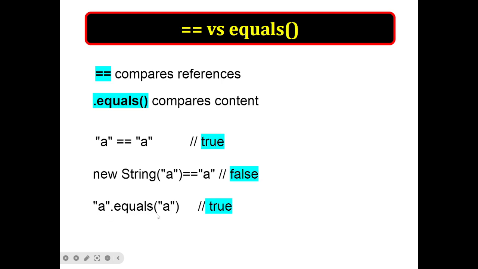Whereas equals will only compare the content, that is why it is giving true. It will not look at the references, it will simply compare the content. So that is the basic difference between the double equal to and the equals method.